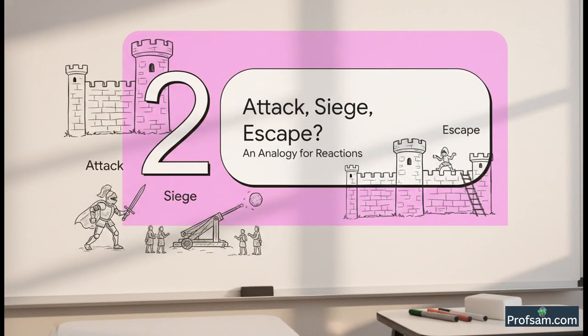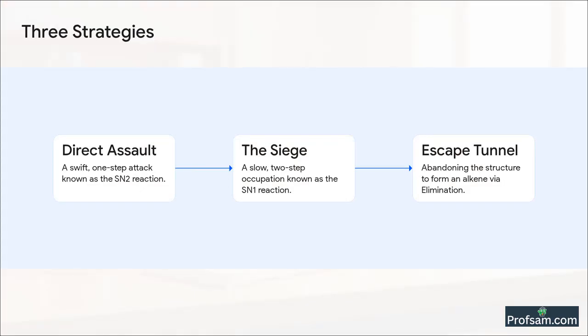To make this even easier to remember, let's use a very simple but powerful analogy. I want you to imagine that the haloalkane molecule is a fortress that we want to capture. And to capture this fortress, there are three basic strategies that we can use. So what are our three strategies? First, we have the direct assault. This is a very fast, single-step attack, and in chemistry, we call it the SN2 reaction.